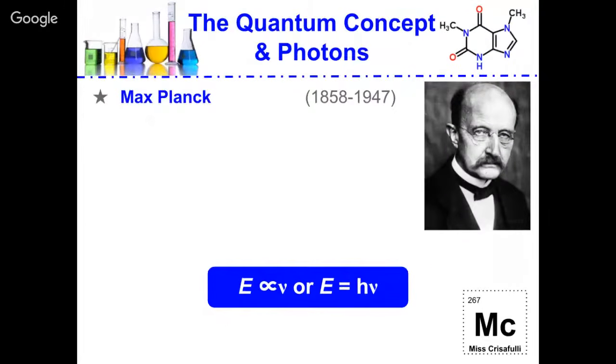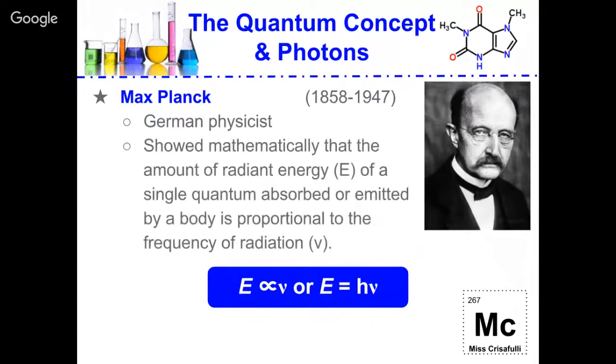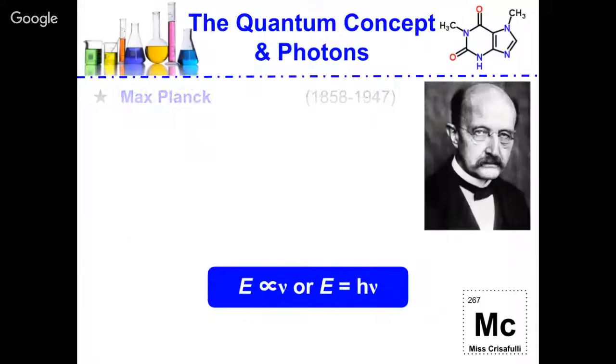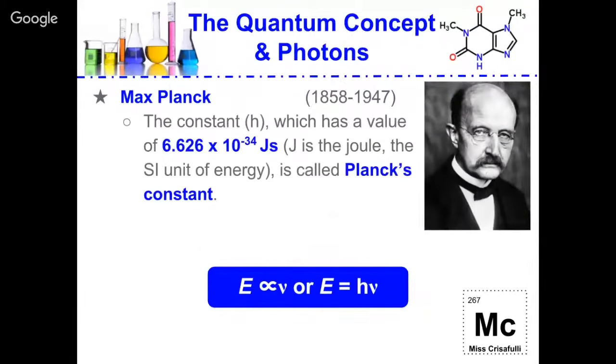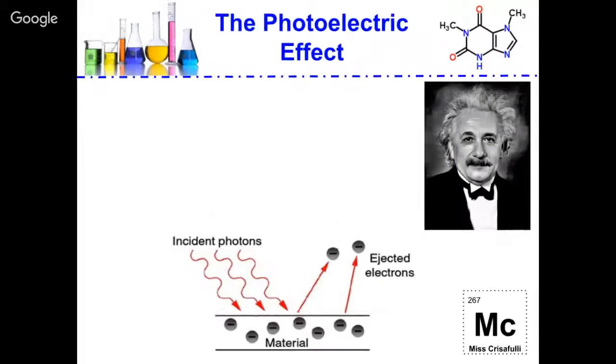So now let's talk about Max Planck. Max Planck was a German physicist, and he showed mathematically that the amount of radiant energy E of a single quantum absorbed or emitted by a body is proportional to the frequency of radiation. So he came up with the equation that energy is proportional to frequency, or E equals h nu, where h is Planck's constant. Planck's constant h is 6.626 times 10 to the minus 34th joules times seconds, and joules is the SI, or the International System of Units, unit for energy, so you're going to see that a lot more as we get further and further into this.